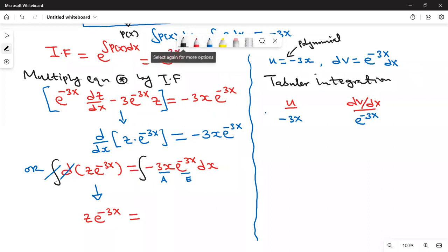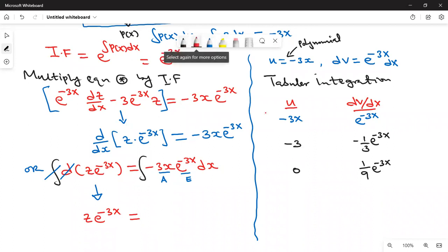In the first column we are going to differentiate until we get to 0. The second column you integrate. So now the derivative of negative 3x is negative 3. The integral of exponential negative 3x is negative 1 over 3 exponential negative 3x. Derivative of negative 3 is 0. The integral of negative 1 over 3 times exponential negative 3x is the same as 1 over 9 exponential negative 3x.